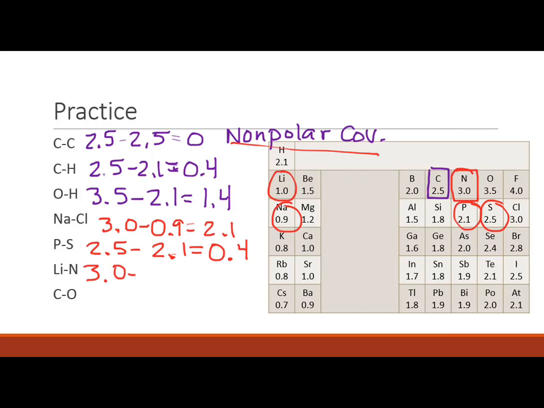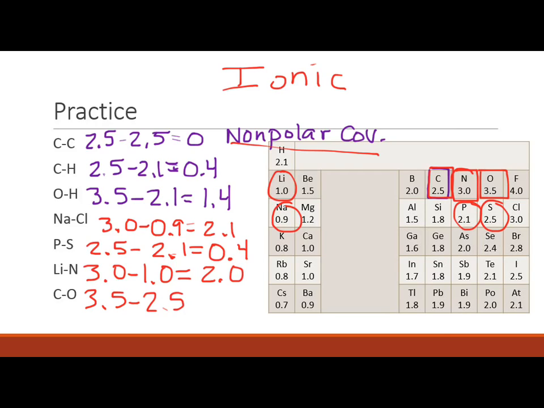3.0 minus 1.0 is a 2.0, which is an ionic bond as well, right? So a complete transfer of electrons. And then carbon and oxygen would be the last one. We have a 3.5 minus a 2.5, which means that we have a difference of 1.0. So that would be a polar covalent bond. So a sharing, but not an equal sharing.